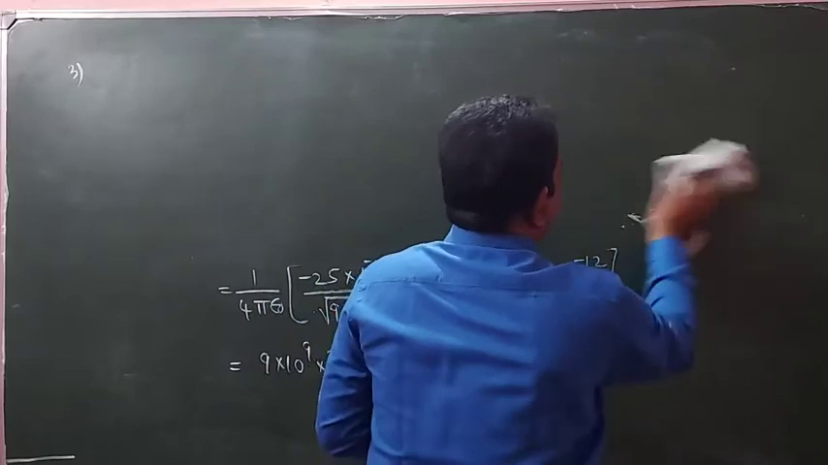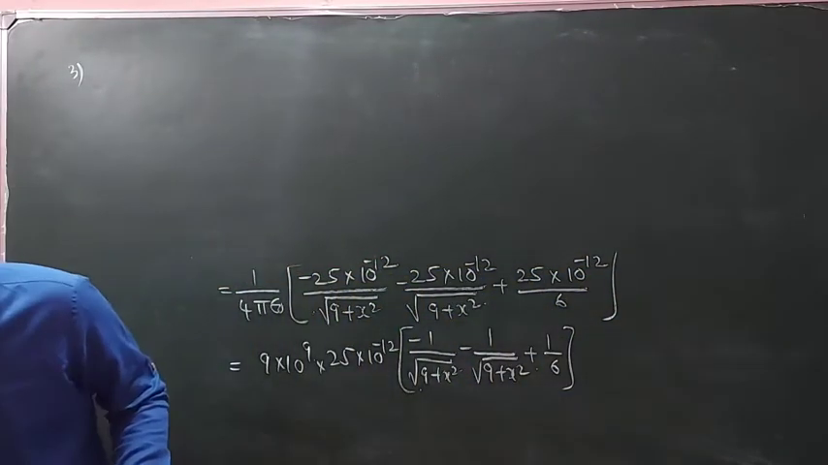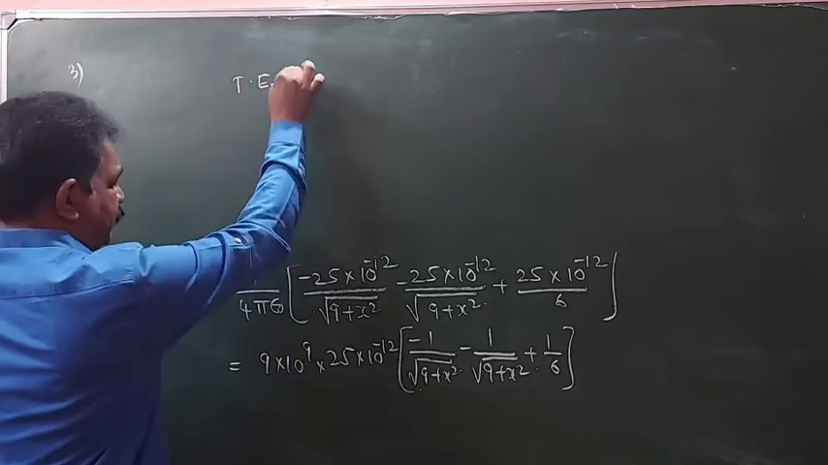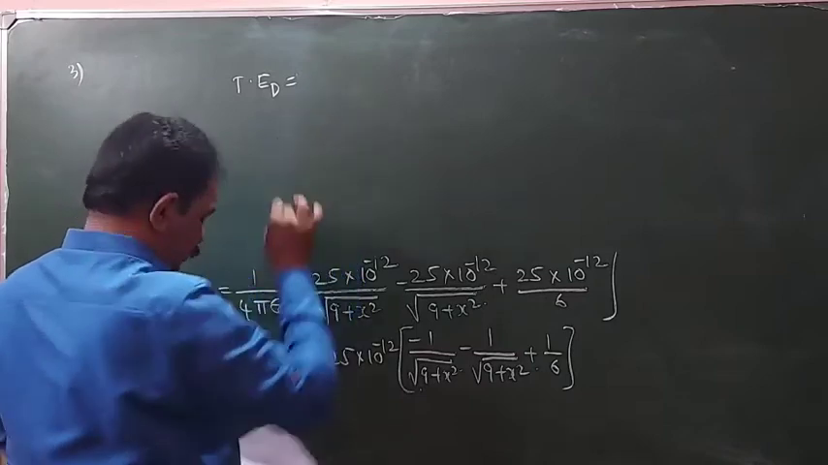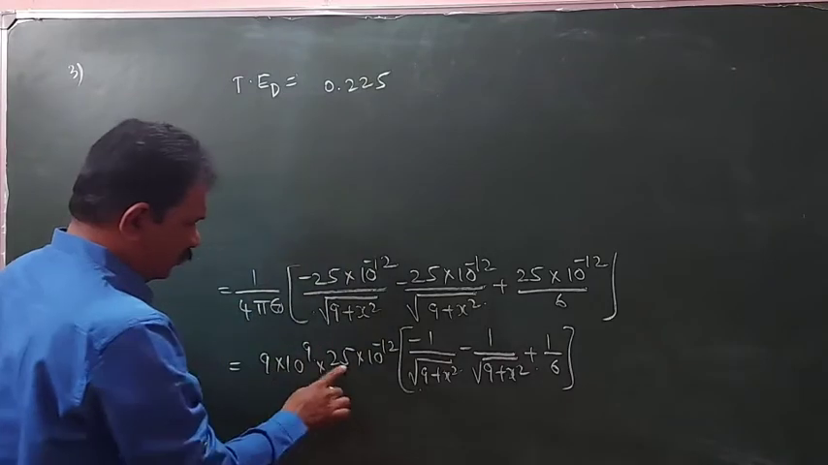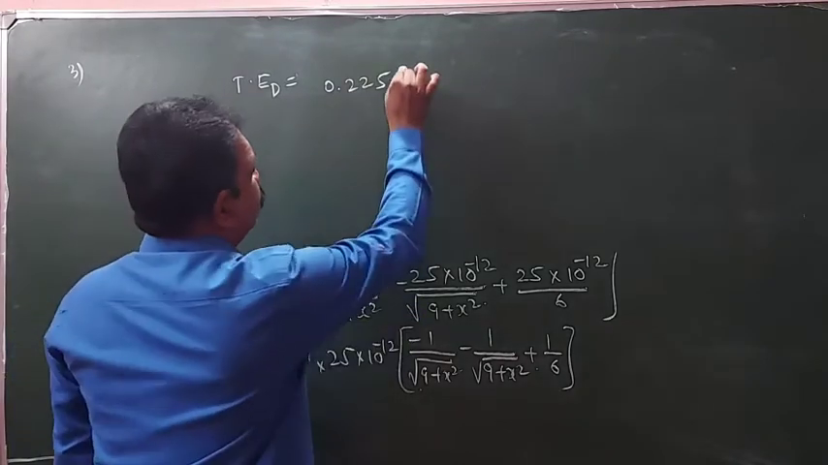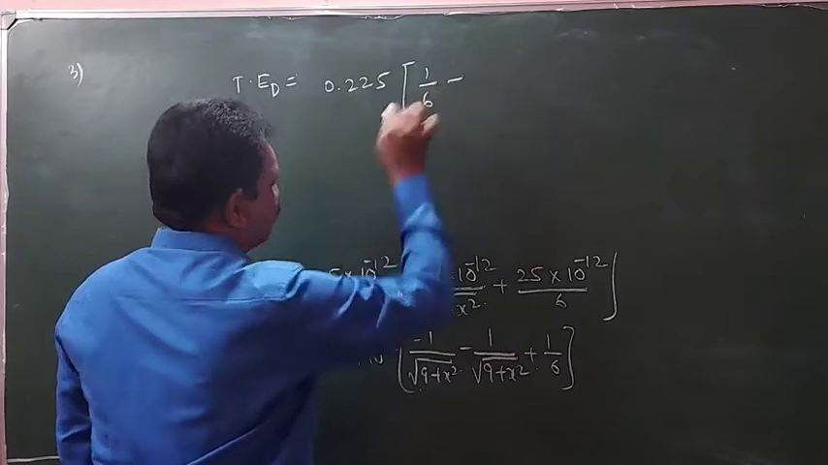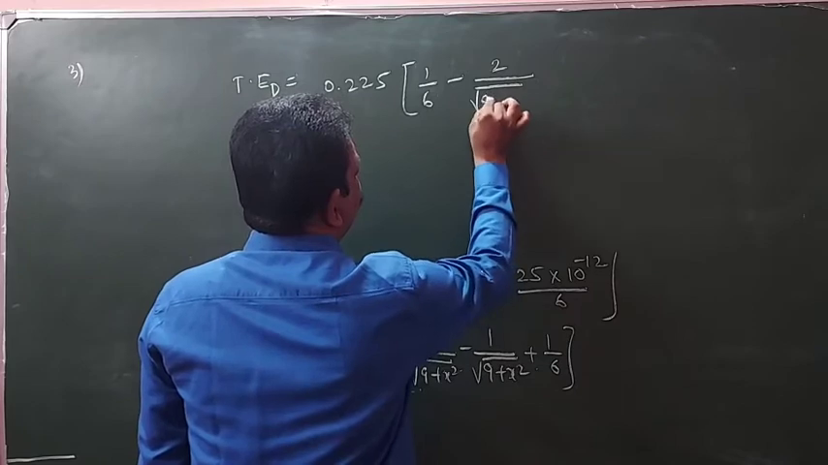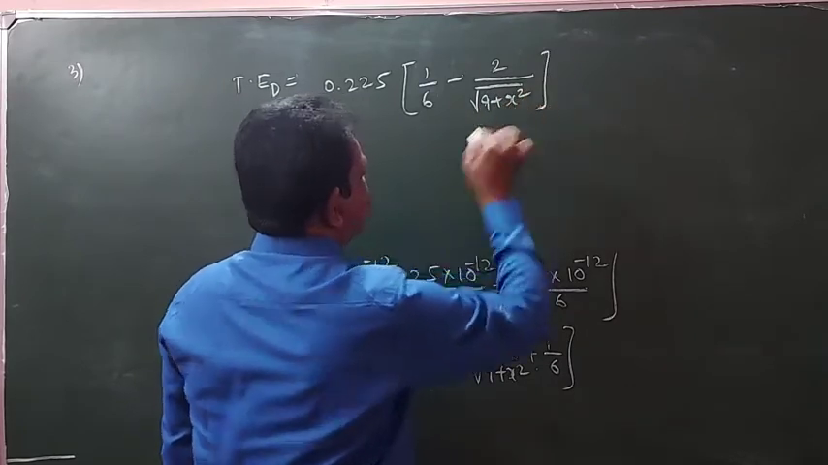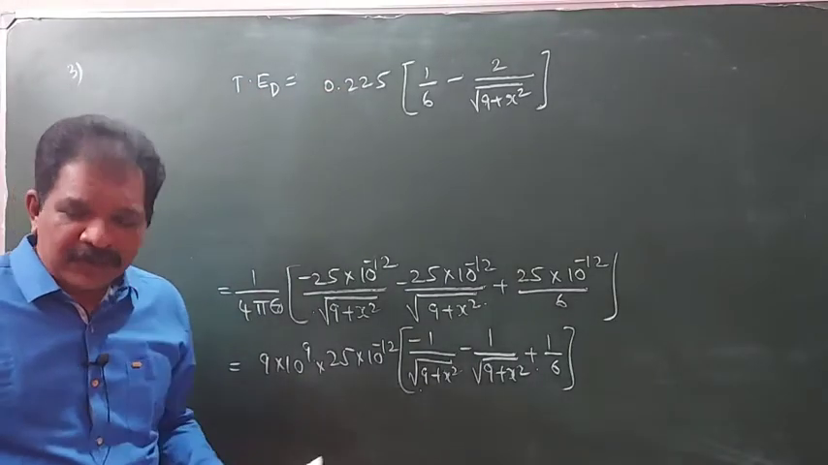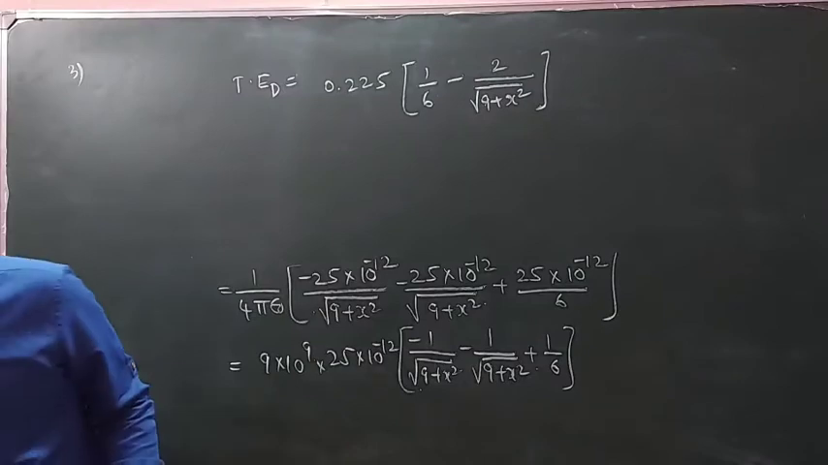So what we will get, see, total energy at D is equal to this value, 0.225, this total value, into 1 by 6 minus 2 by root of 9 plus x square. Equate total energies, then you will get the value of x.